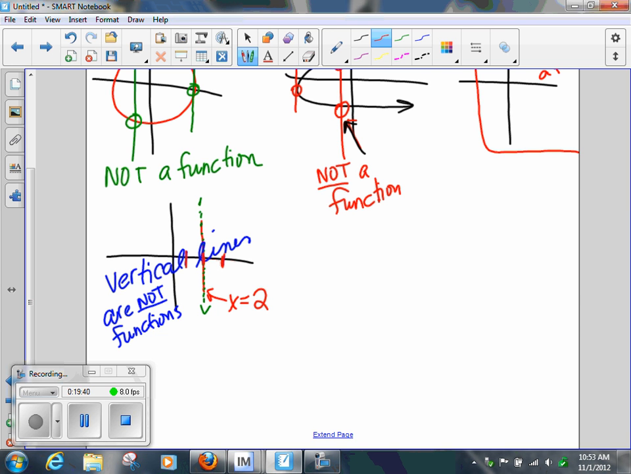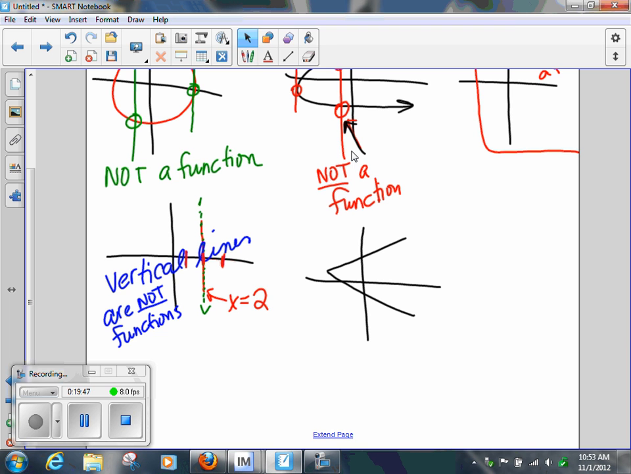We could also have a sideways absolute value. Okay? That's clearly not a function. If I can draw any vertical line on the graph, and it crosses it two or more times, it's not a function. Okay?